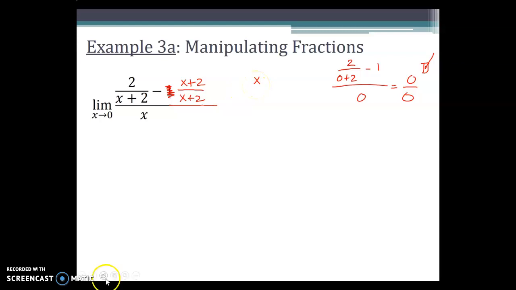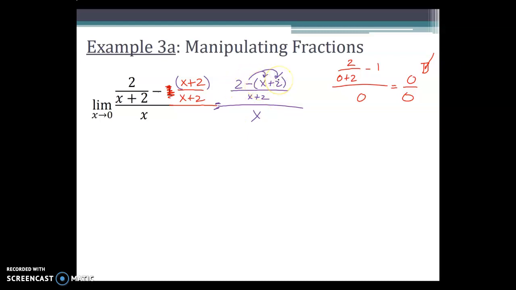Let me write that out a little bit better. In the numerator, we have 2 minus x plus 2, so we have 2 minus x plus 2 over x plus 2, over x. A common tendency is to forget about this x in the denominator, so be careful to bring that with you on all steps. So now we're going to distribute this negative sign.